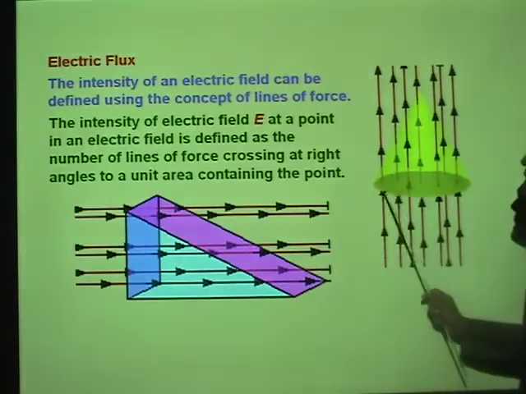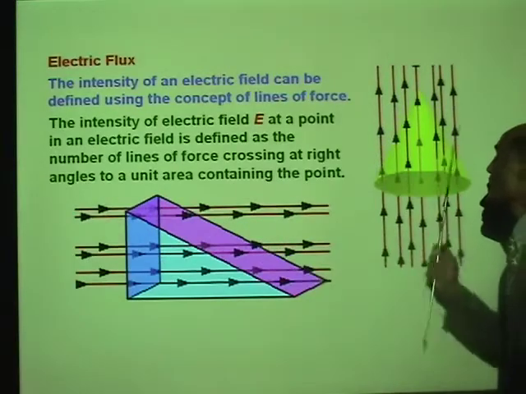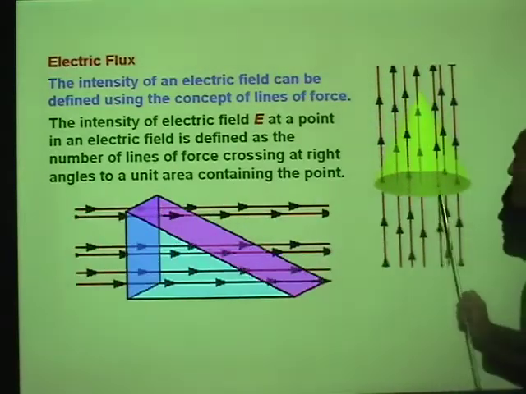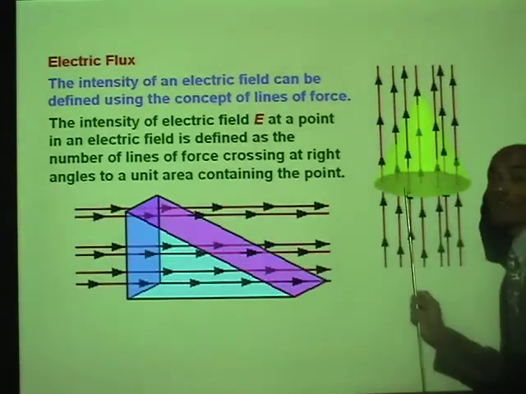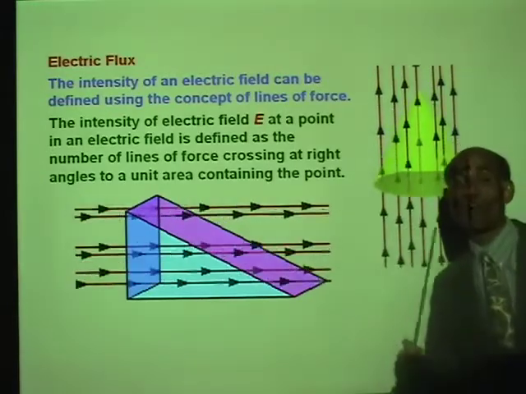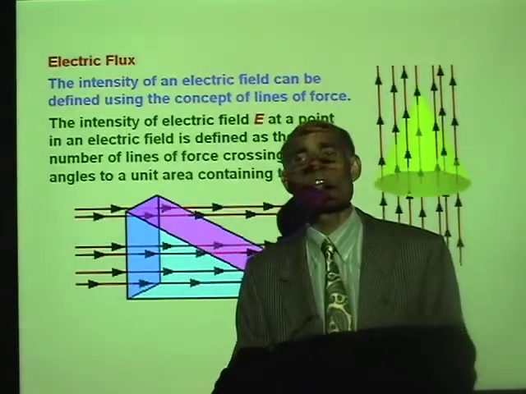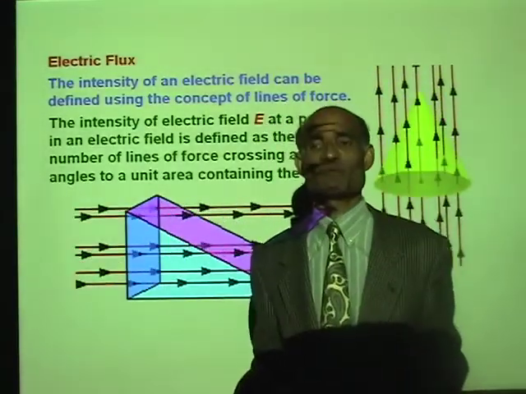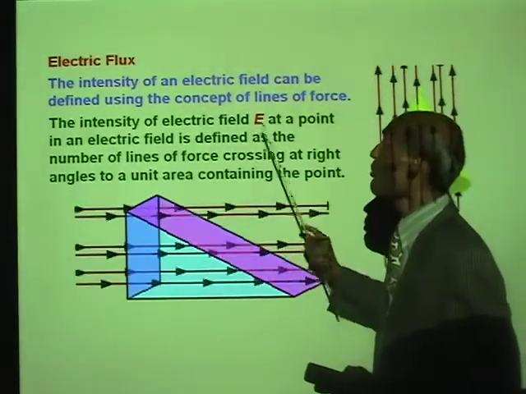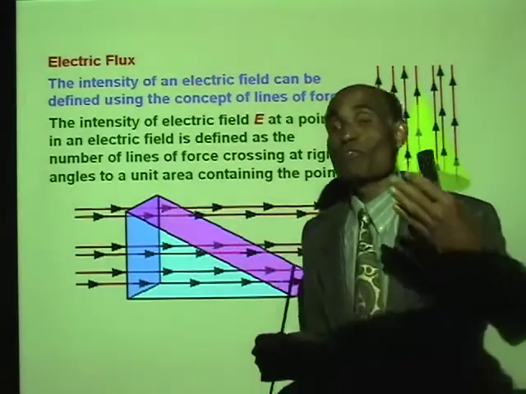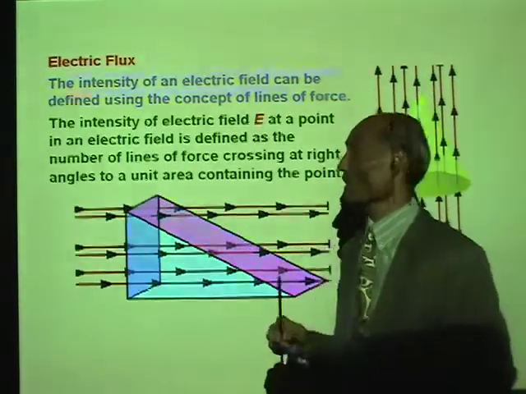I have another illustration here. You can see this is a circular area, and you see how the flux is crossing that area. To find the electric field at a point there, I construct a unit area there and measure the flux crossing that unit area. So once again, tell me, what is electric field in terms of electric flux? Electric field, or intensity of electric field E at a point, is a measure of the flux crossing per unit area that contains the point.